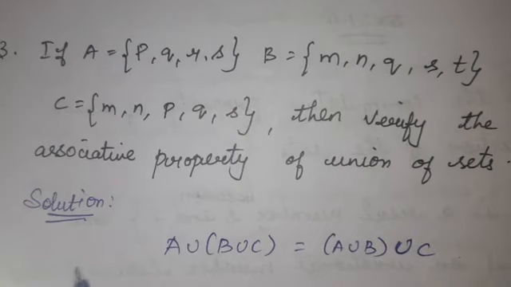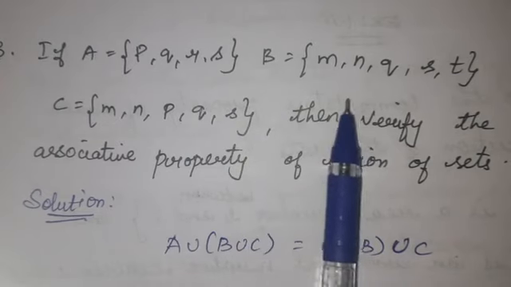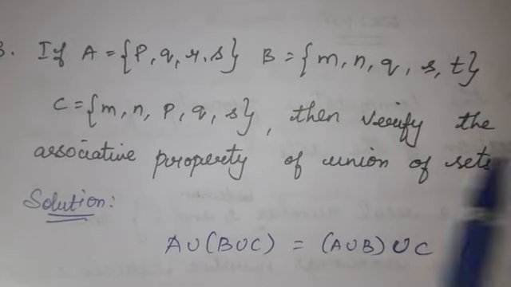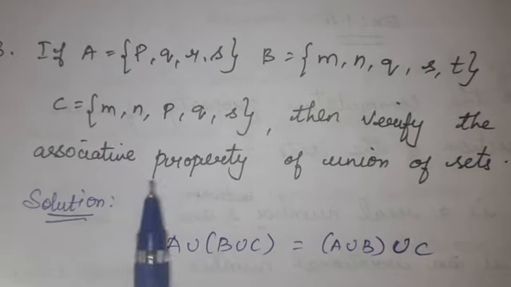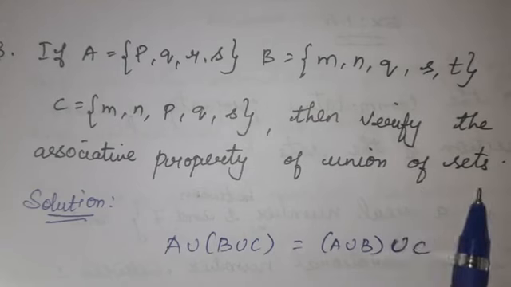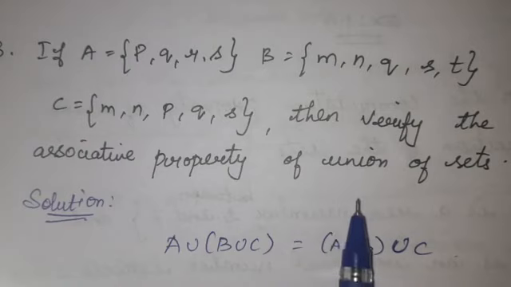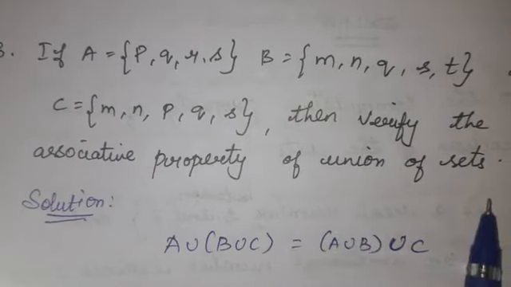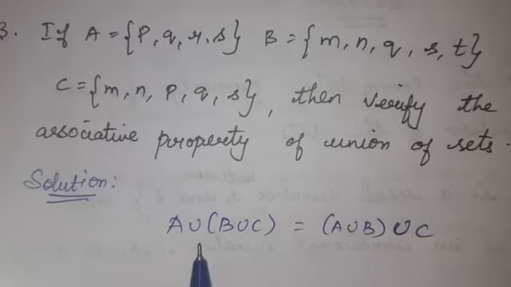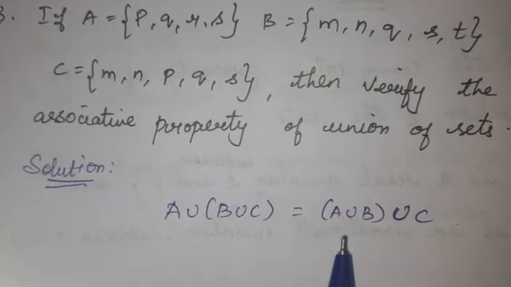Third question: if A is equal to {P, Q, R, S}, B is equal to {M, N, Q, S, T} and C is equal to {M, N, P, Q, S}, then verify the associative property of union of sets. When the question asks about the associative property, you could find both union and intersection of sets, but here they are asking only about union of sets. So you should find this one. The formula I have written here: A union (B union C) is equal to (A union B) union C.